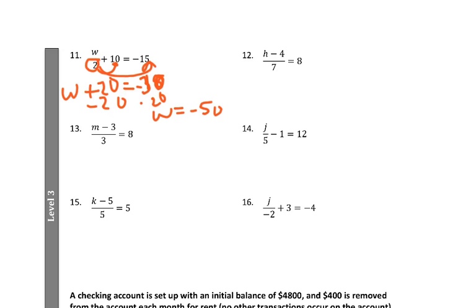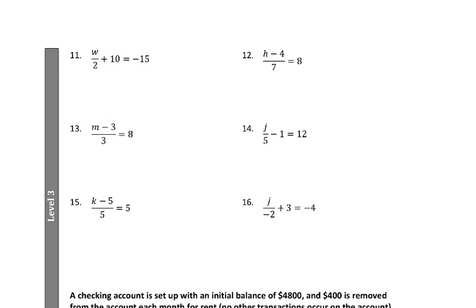Alright, let's go ahead and look at question 16. Again, you don't even need these examples because, why did I erase that? I don't know. Box of doom method for question 16, we've got a j. J is being divided by negative 2 and added by 3.